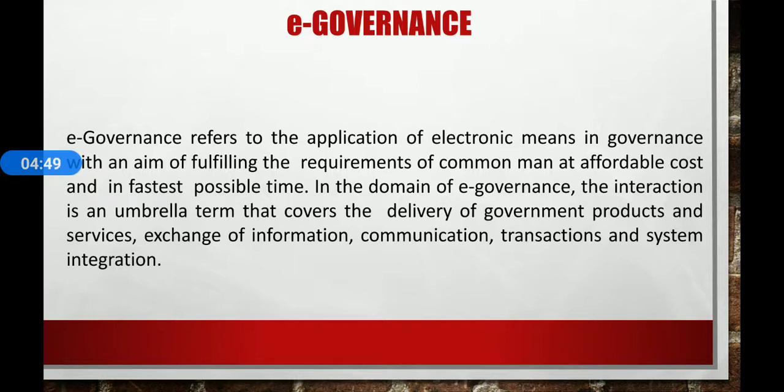E-governance can be thought of as the application of electronic means in governance. It means the interaction between government and citizens, and government and businesses, via electronic means. Or, second, the use of electronic means in internal government operations to simplify and improve democratic government and the business aspect of governance. In the domain of e-governance, interaction is an umbrella term that covers the delivery of government products and services, exchange of information, communication, transaction, and system integration.